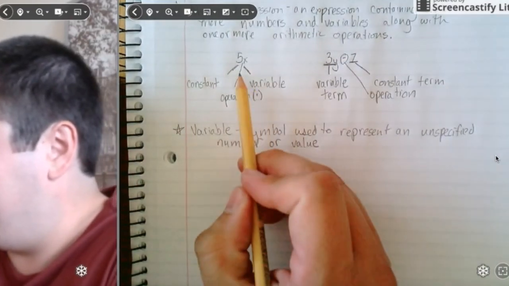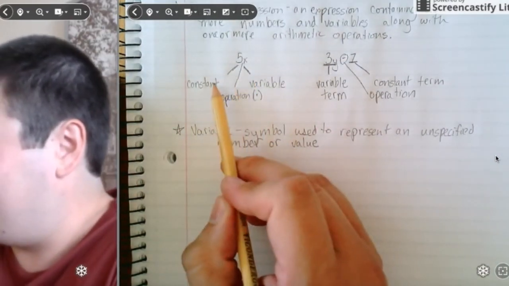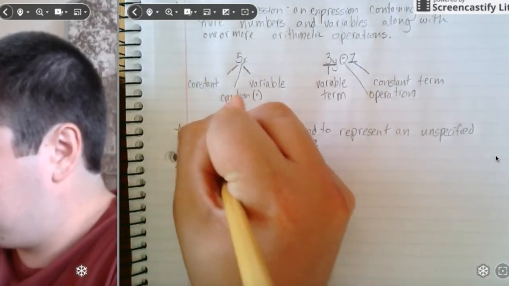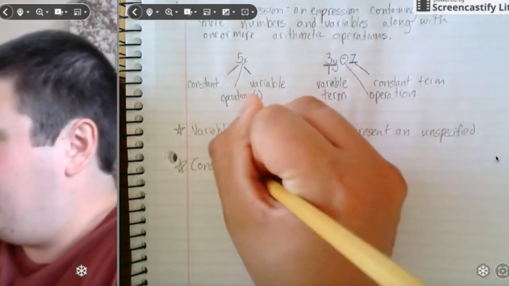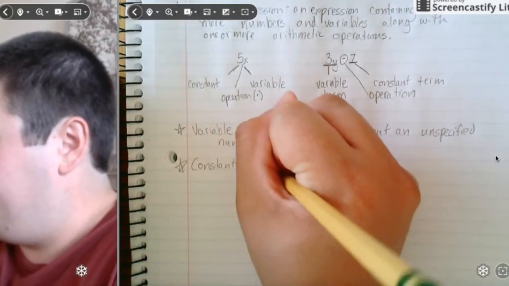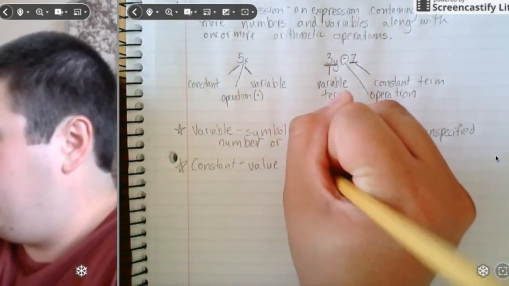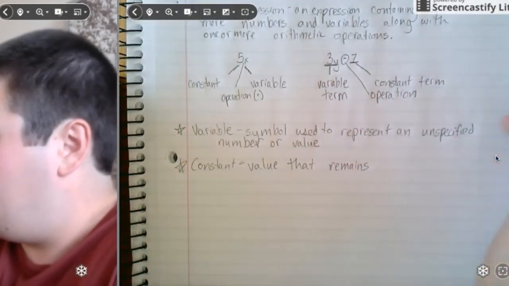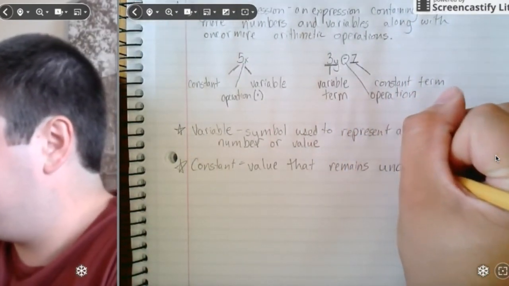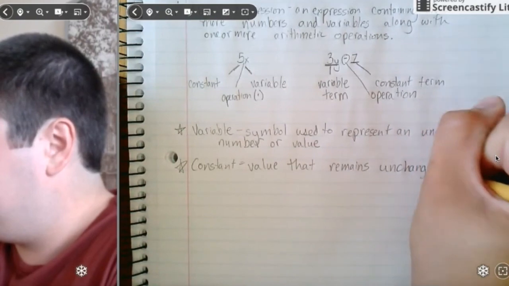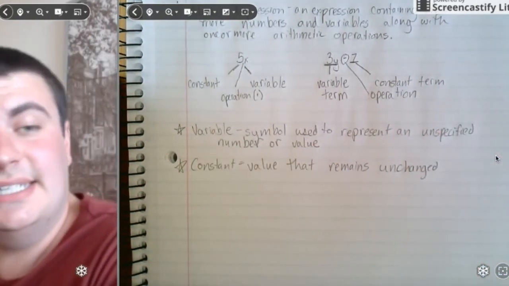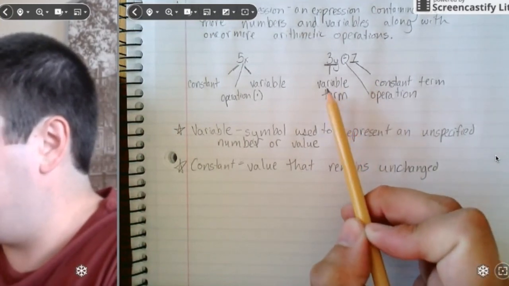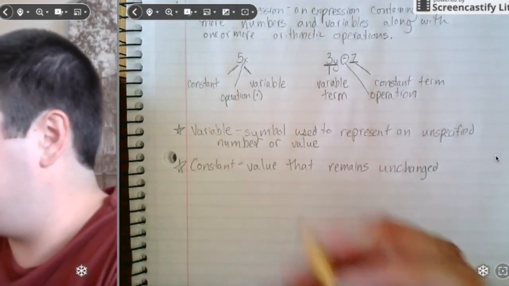Now we have a variable here which is x. We have what's called our constant, and that is a value that remains unchanged. So our constant does not change. And then over here with this expression we have what's called the variable term or a constant term.